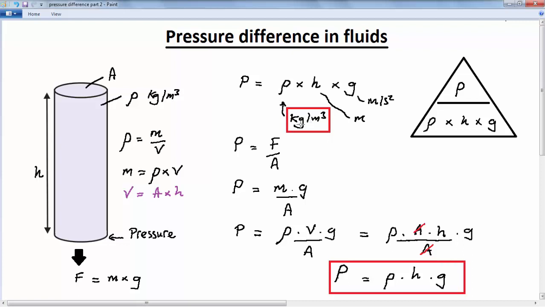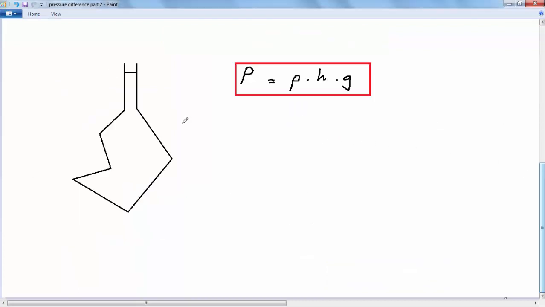kilograms per meter cubed. Now there's one important thing I'd like to point out about this formula for the pressure difference between 2 points in a fluid, and it is this, that there is no information whatsoever contained within this formula about the shape of the container.